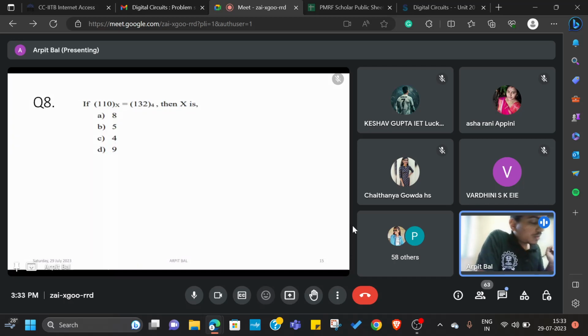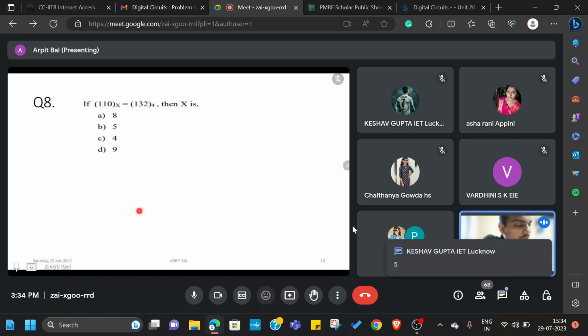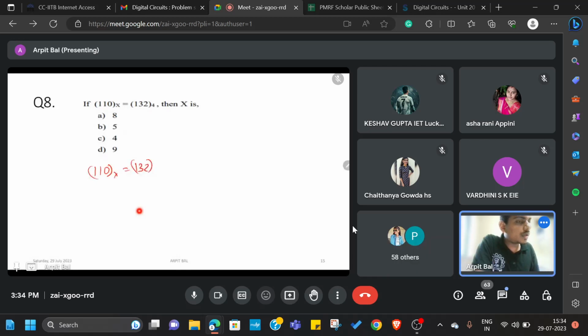Okay, then the next question is, we are given a number and we don't know in which base it is represented. It can be octal, it can be binary, it can be hexadecimal, it can be anything. For this particular number, we need to find out what is the base of this number. So 110 in base x is equal to 132 in base 4.